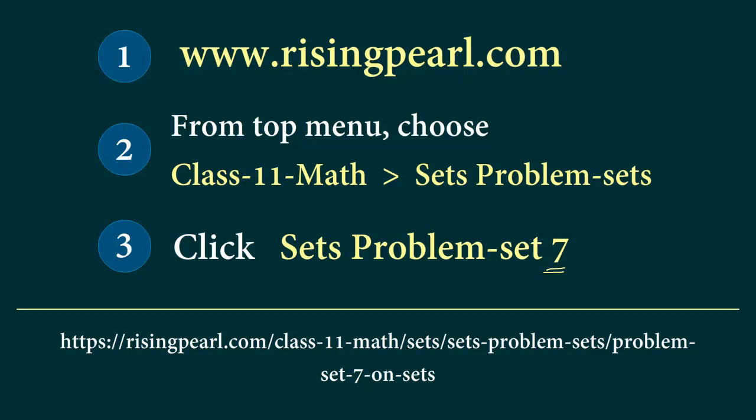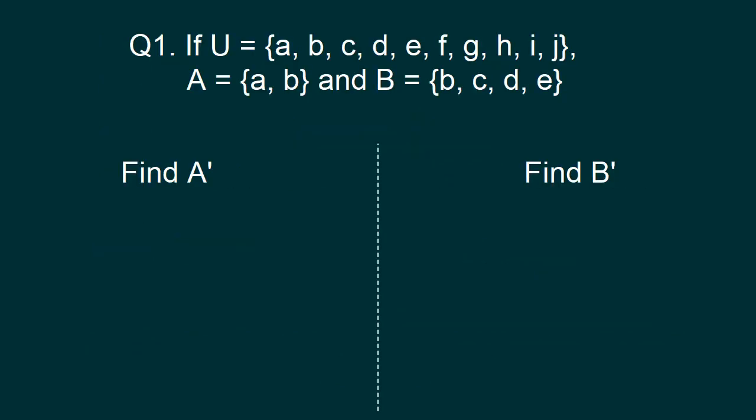Now let's take a look at how we answer these questions. This is the first question, and we are given a universal set U, which comprises the elements A, B, C, D, E, F, G, H, I, and J. And then we have two sets: set A that contains A and B, and set B that contains B, C, D, and E.